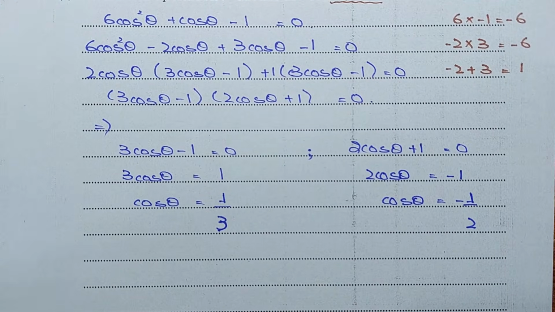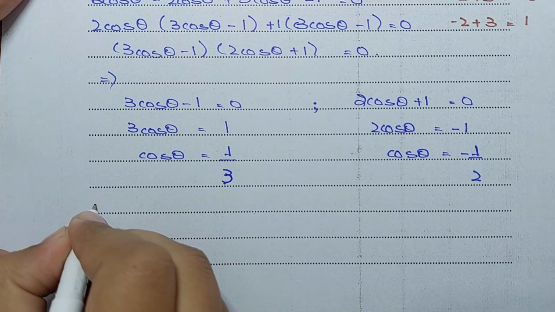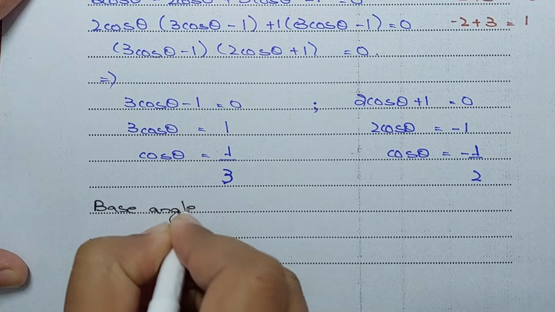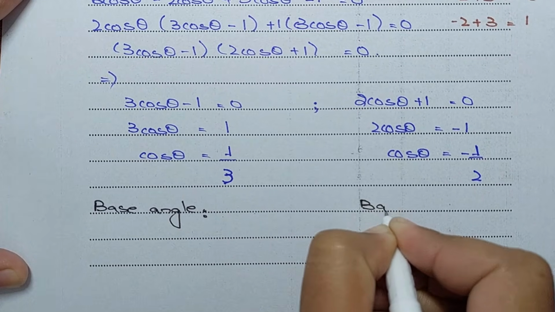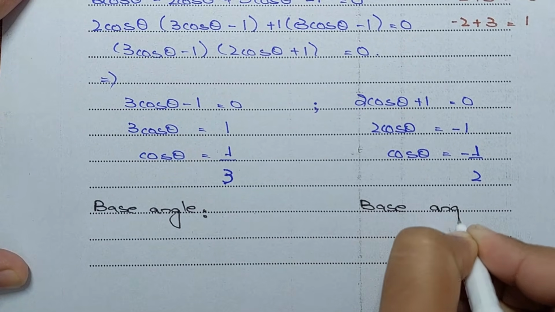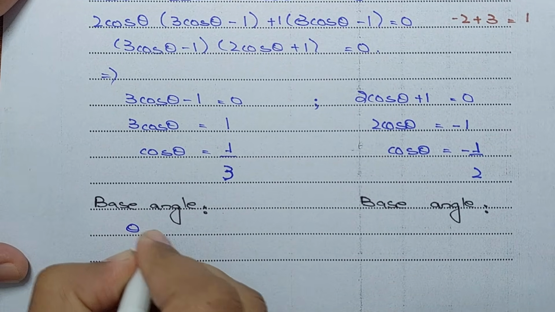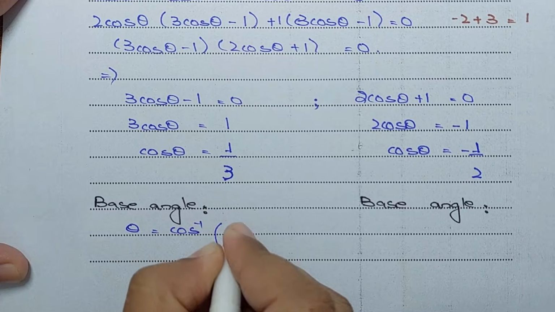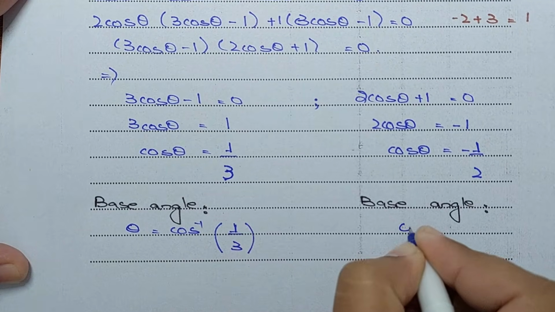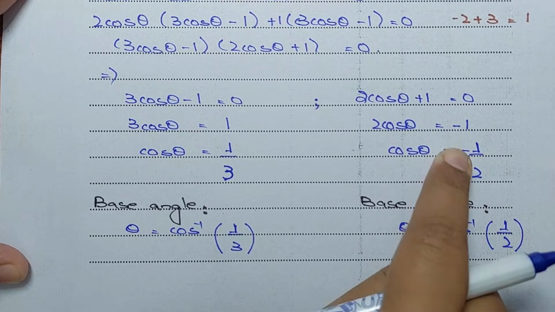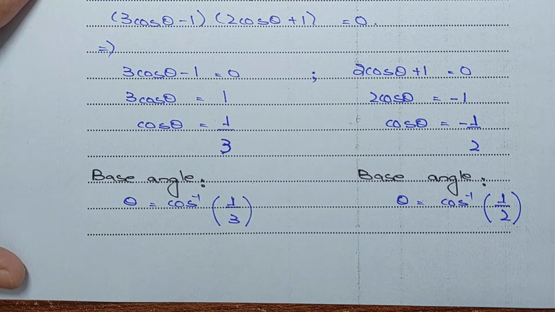Now let's see in which quadrant cos is positive and in which quadrant cosine is negative. Okay. Before that, let me find out the base angle for both. Whenever we are going to solve for the base angle, we are not considering the signs, right? So here theta would be equal to cos inverse of 1 over 3. And here theta is equal to cos inverse of 1 over 2. Do not consider the negative sign for the base angles, right?